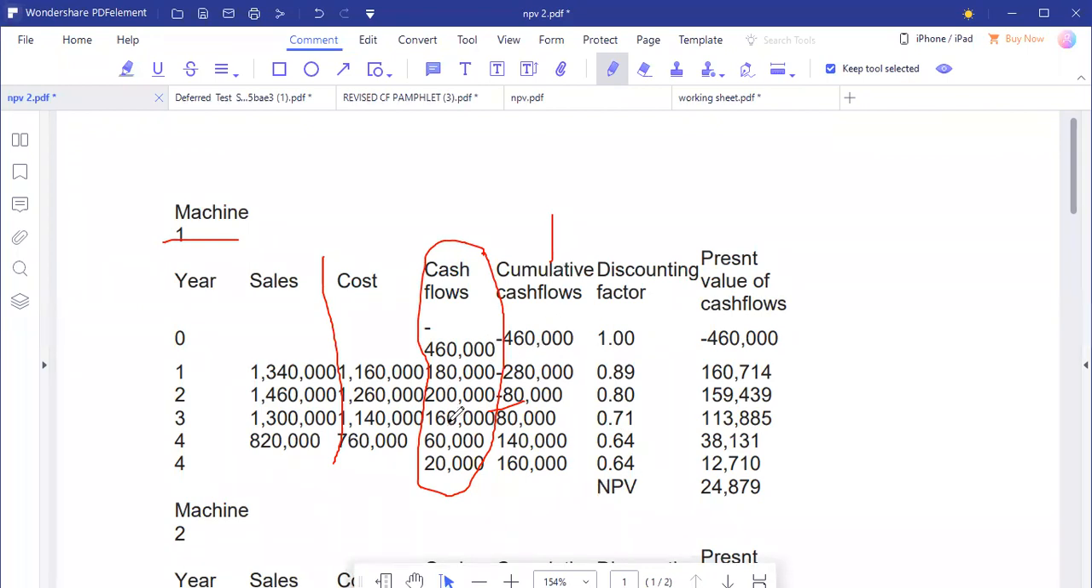Of course, what is important is the sales minus costs, then we get the net cash flows. Now we discount these at the rate of 12%, which has been given in the question.